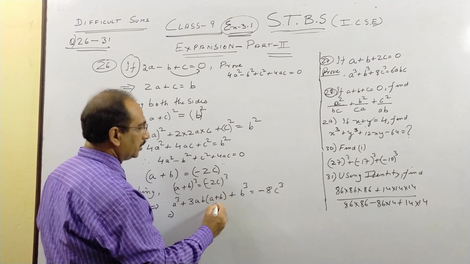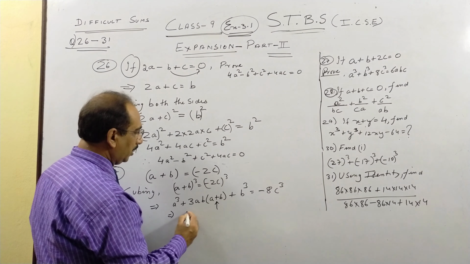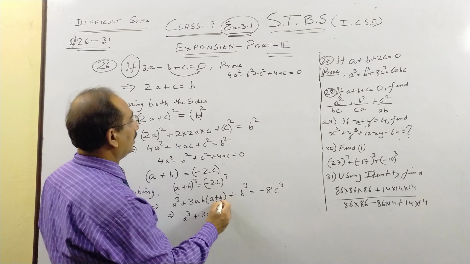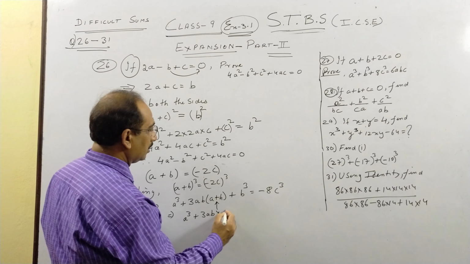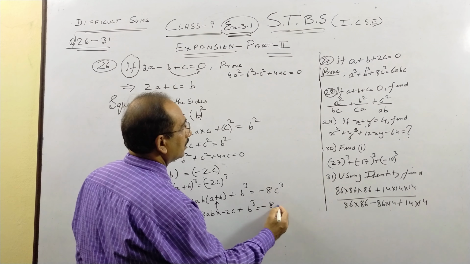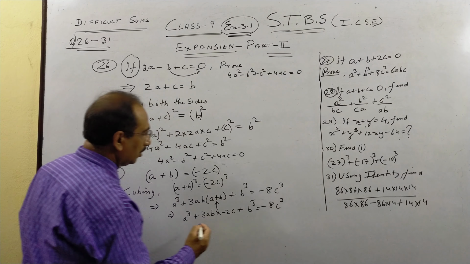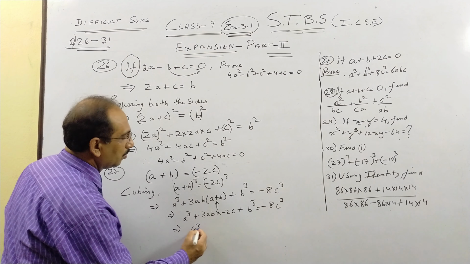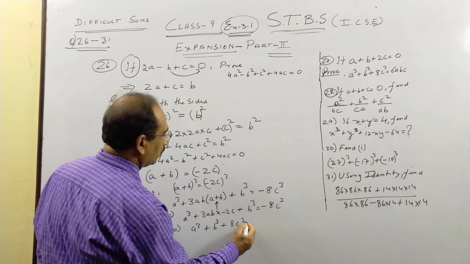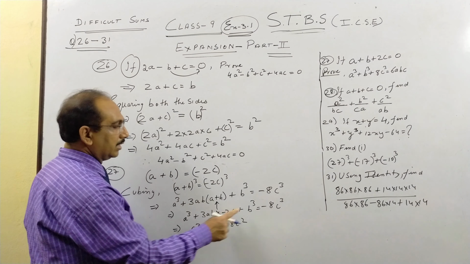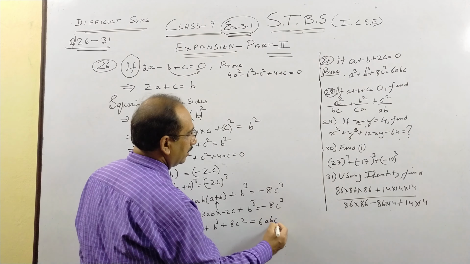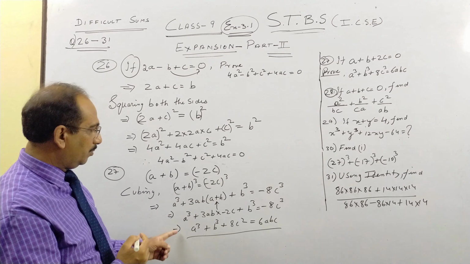One very important substitution, children, we will do. In place of a plus b, we will write minus 2c: a cube plus b cube plus 3ab(minus 2c) is equal to minus 8c cube. So what you do, a cube plus b cube, c comes here, 8c cube, and 2 3s are 6abc, you transpose to that side, we get the required proof.